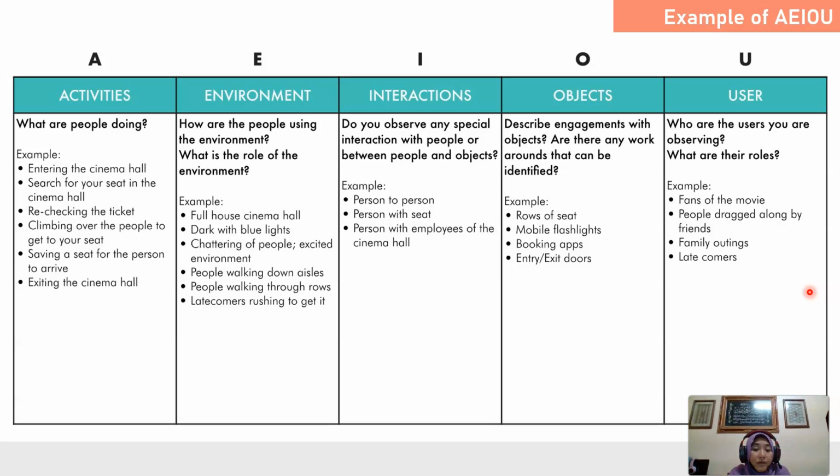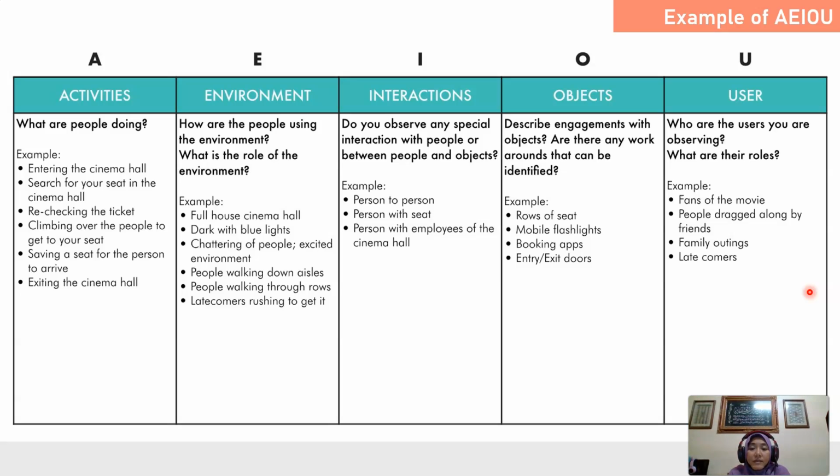And then we can see the chattering of people, an exciting environment, people walking down aisles. So it is all about the observation. You need to use your eyes to observe, and then use your mind to interpret what kind of environment you are looking at. And the interactions: do you observe any special interactions? For example, person-to-person interaction, person to the seat, person to the employees of the cinema hall. Is there any communication or interaction?